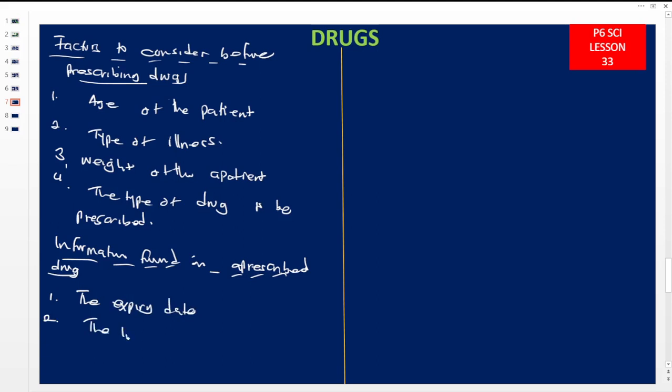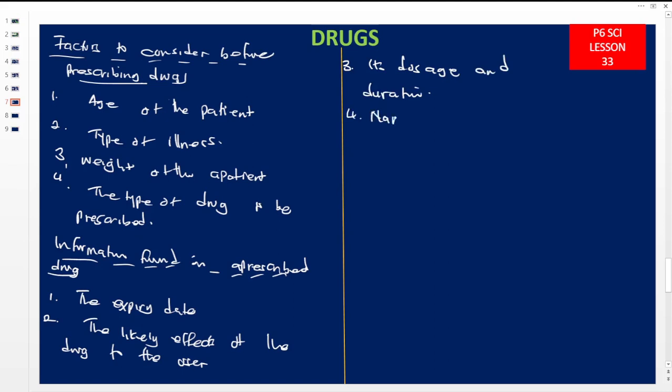Now 1, the expiry date. Then 2, the likely effects of the drug to the user. Then 3, its dosage and duration. 4, name of a drug, and 5, the disease it cures. Okay, so that is the information which is found on a well prescribed drug, as we've discussed what prescription is.